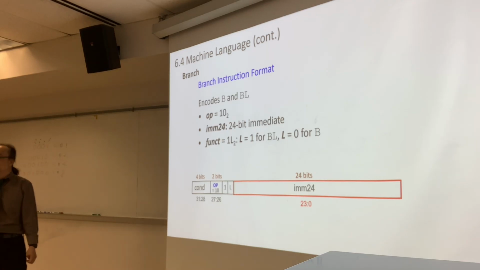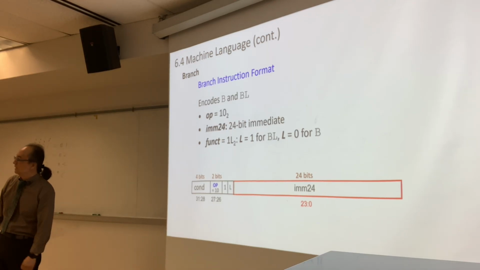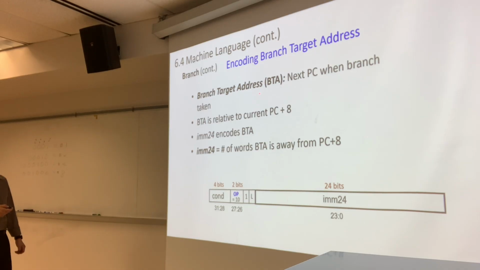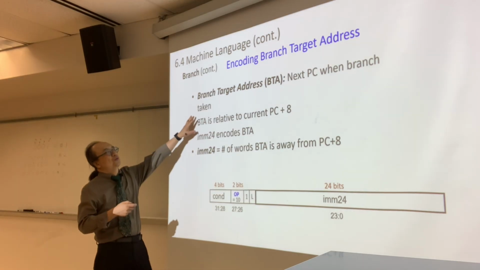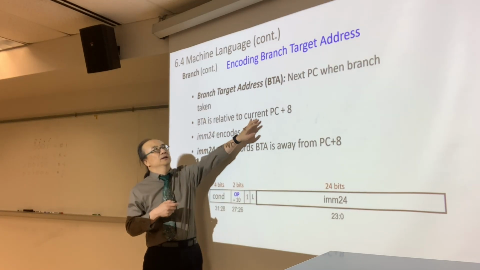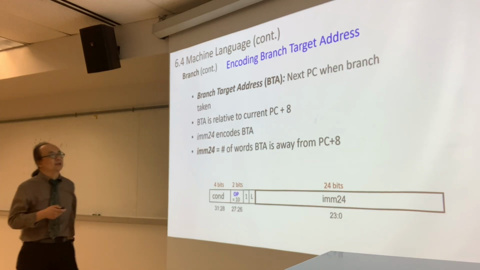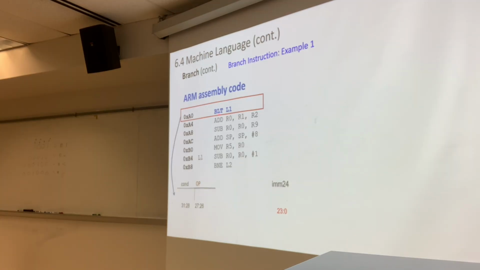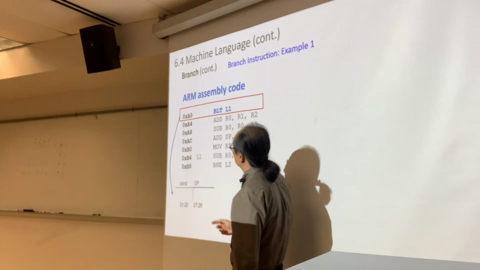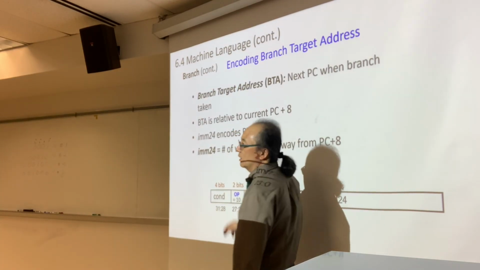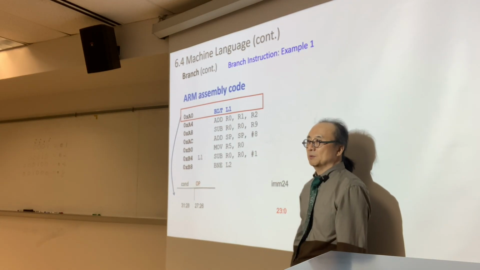You need to make a note on that. Immediate 24 is sign extended. So branch target address, BTA, we need to find that as PC plus 8. Now we're going to convert this BLT L1 into 32-bit binary numbers. In here, we said PC. What is PC? It's program counter.